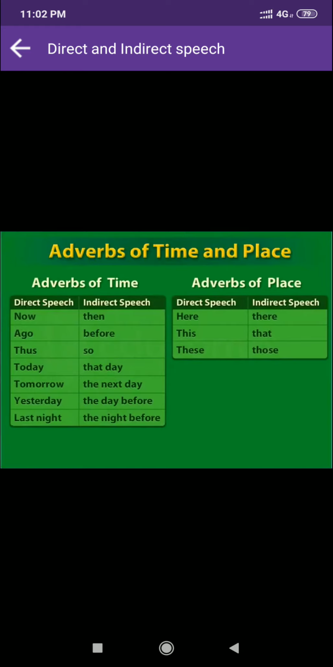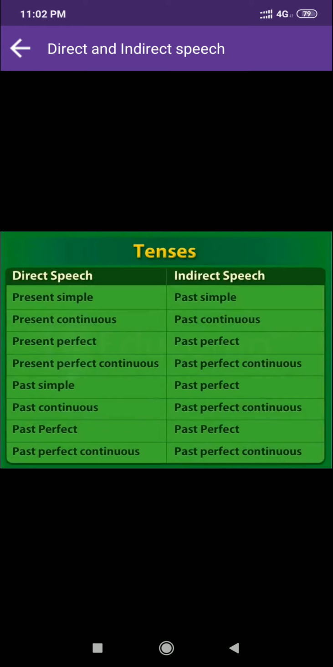Adverbs of time and place. Adverbs of time and place undergo a change when they are used in indirect speech. Tenses. Almost all the tenses undergo a change when they are used in indirect speech. As we identify direct and indirect statements, we notice other differences as well. Let us take a look at these.